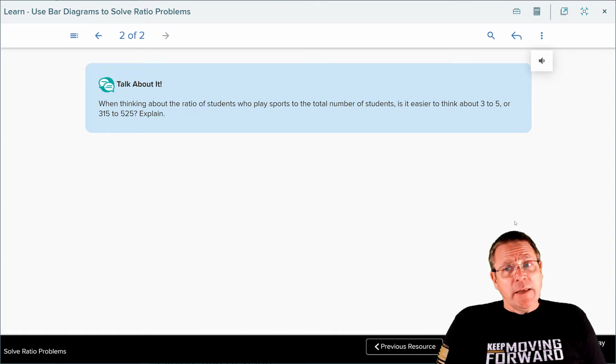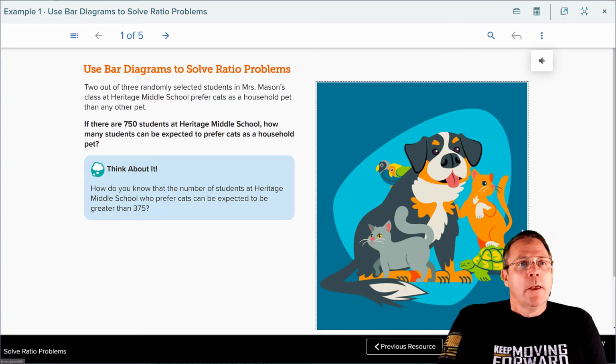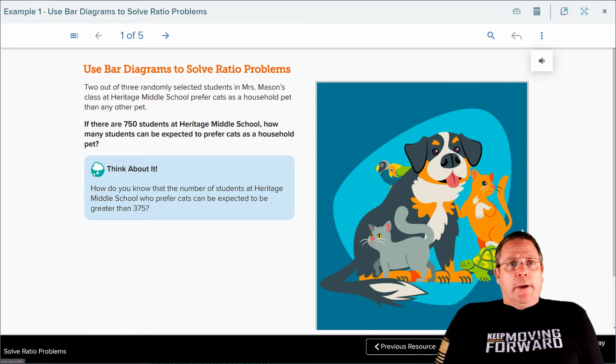Now, I'm sitting here thinking, 3 to 5 is a lot easier to visualize than 315 out of 525. Next resource: use bar diagrams to solve ratio problems.